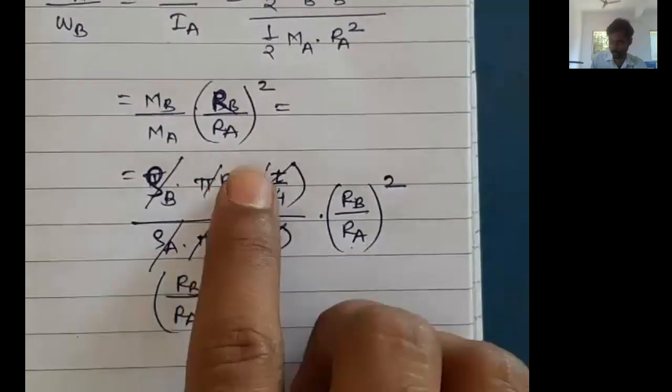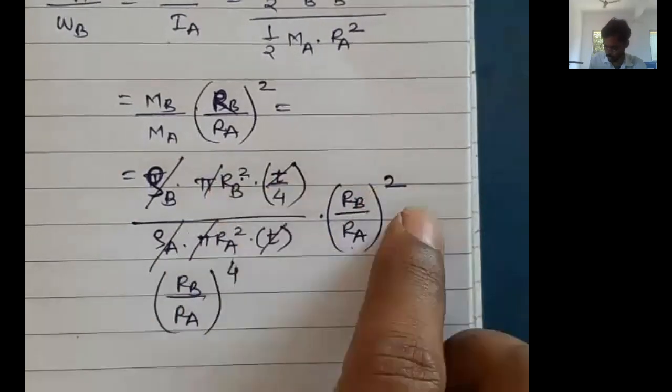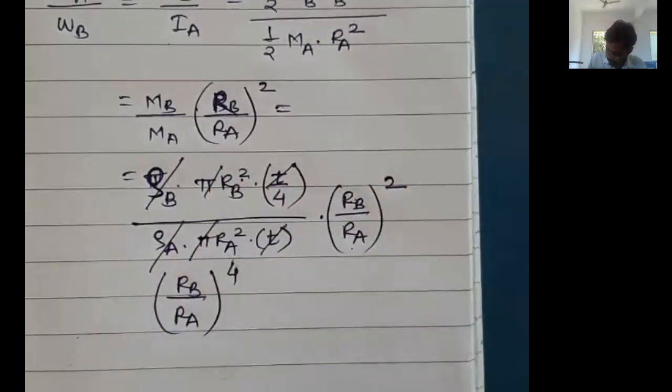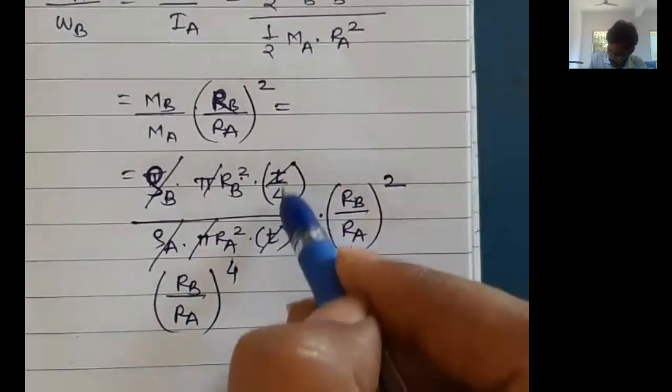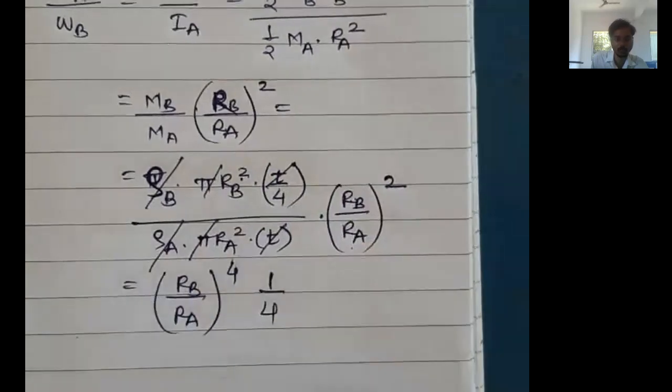(RB upon RA) square, (RB upon RA) square. Base same, multiplication, addition of indices. 2 plus 2 will become 4. Fine. Here we have 1/4 in the numerator also. So this is going to be our answer.